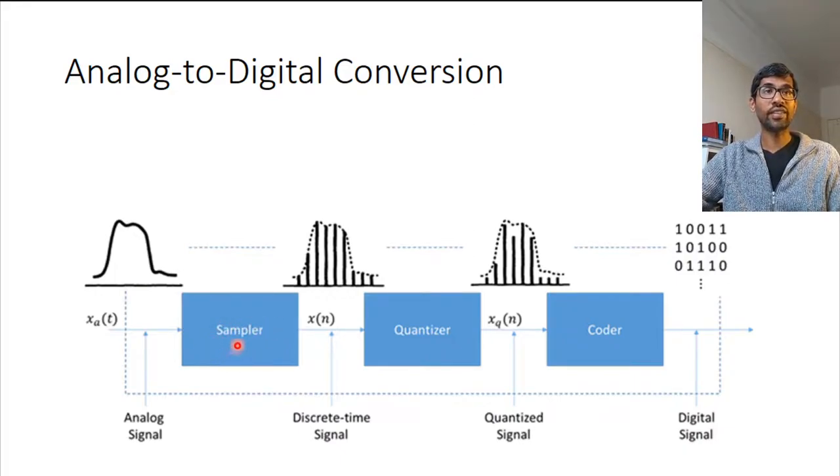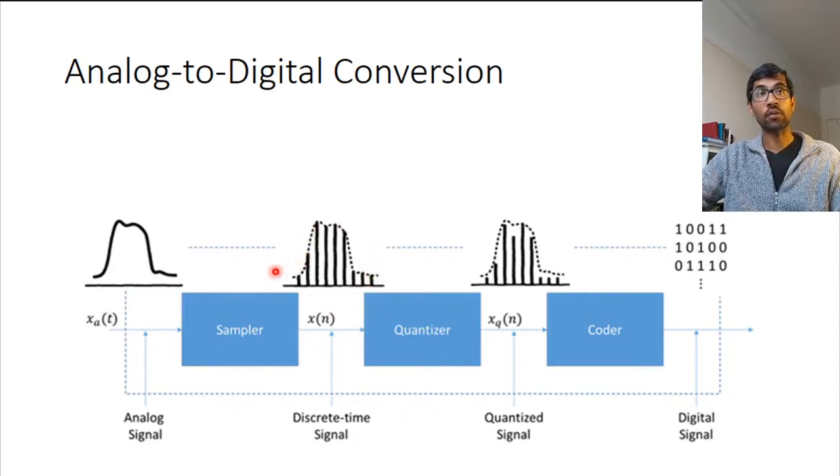So what does a sampler do? What a sampler does is it takes this analog signal, which is defined at all instants of time, and just defines it at certain moments of time. We don't care about the values between this time and this time, right? Now this signal is called a discrete time signal. So the analog signal is a continuous time signal. The time is defined at all moments of time. But a discrete time signal is only defined at discrete time instances.